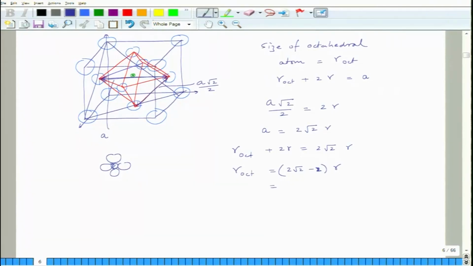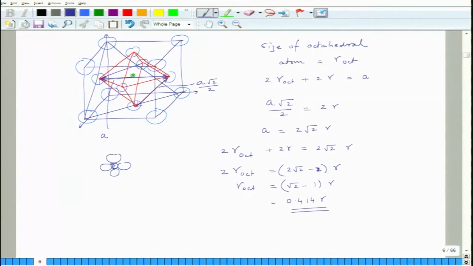So this is how you will determine this. This is 2R, yeah, this is the mistake that we have made. So 2 2's will cancel each other, and R oct will be equal to root 2 minus 1 times R. Root 2 is 1.414, right? So this will be 0.414 R. Okay. So that's what I was wondering, that the numbers had gone somewhere wrong.